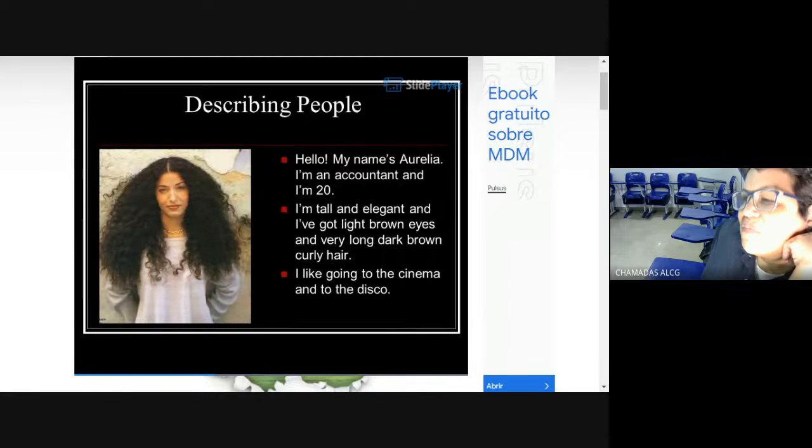Describing people. Hello, my name's Aurelia. I'm an accountant and I'm 20. I'm tall and elegant and I've got light brown eyes and very long dark brown curly hair. I like going to the cinema and to the disco.